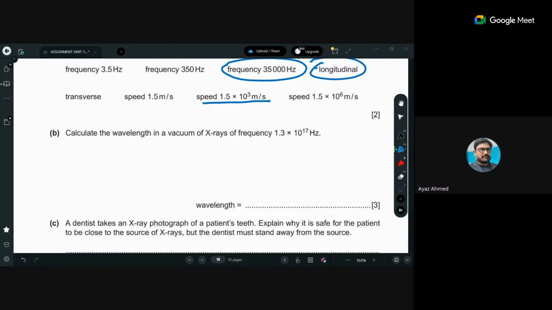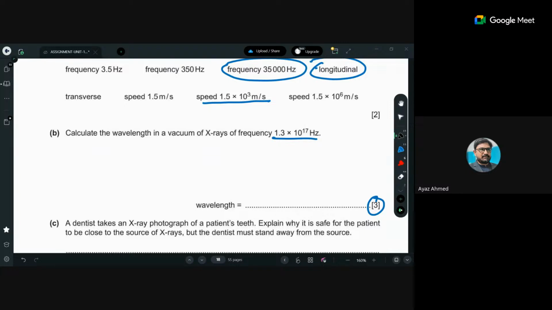Calculate the wavelength in a vacuum of X-rays of the frequency given. Here most of the time the student is trapped and loses 3 marks due to one reason: where do I get the speed from? So how will I manage the speed?